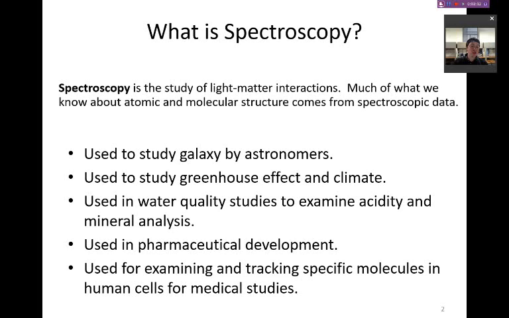And so I would encourage you to do some of your own digging and figure out what applications of spectroscopy are in a field of your interest, so then you can have a better appreciation for this amazingly powerful field of study.